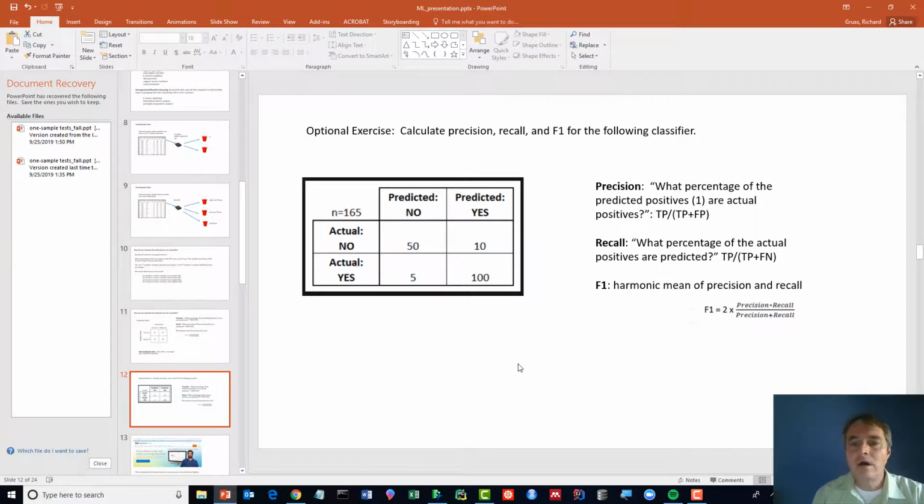Okay, so I'm not going to post the answers. I think the mathematics is fairly simple, but before you go on, go ahead and try your hand at calculating precision, recall, and F1.